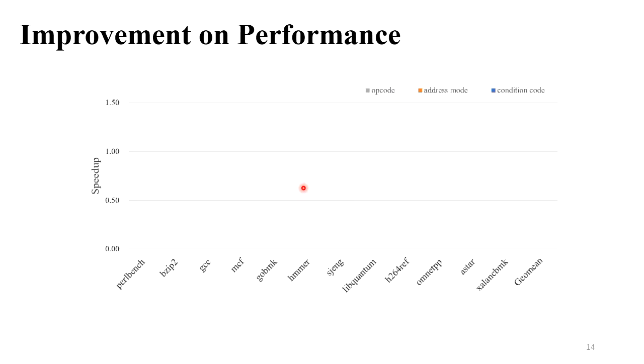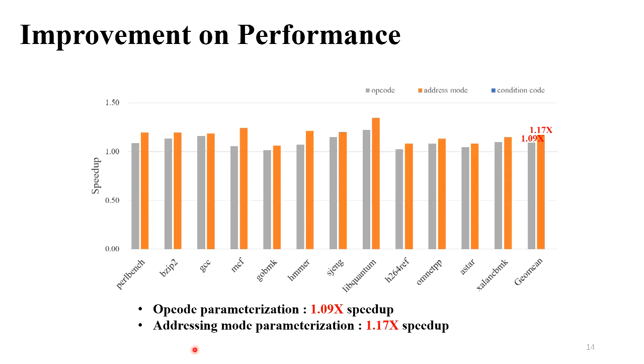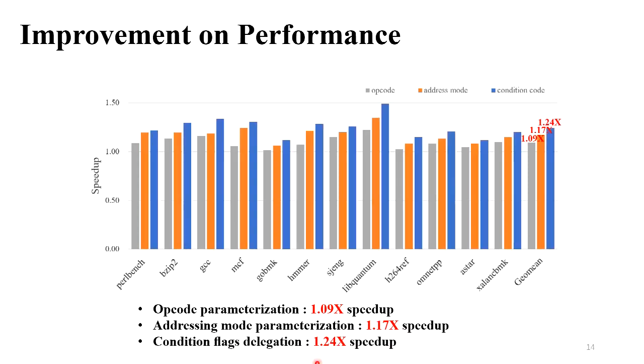The performance also improves quite substantially. The baseline is the existing Selenium-based approach without parameterization. With only opcode parameterization, the performance increased by 1.09. After adding addressing mode parameterization, the performance increased to 1.17. And after condition flag delegation, the performance increased to 1.24.